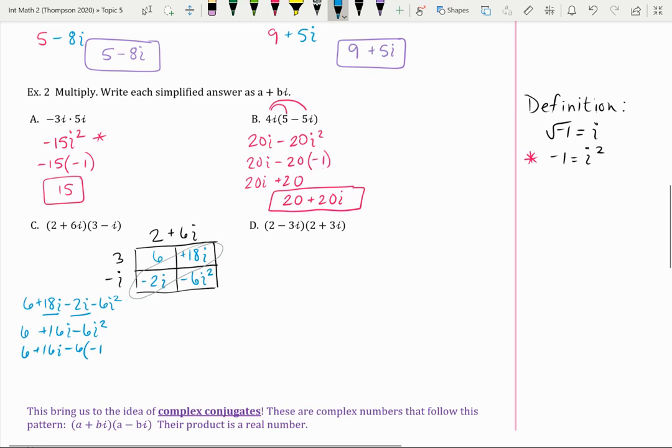So I replace i squared with negative 1. This gives me negative 6 times negative 1 is positive 6. And then I combine like terms. So I have a 6 and a 6. That gives me a 12. And then plus 16i. You'll notice there's no squared term.